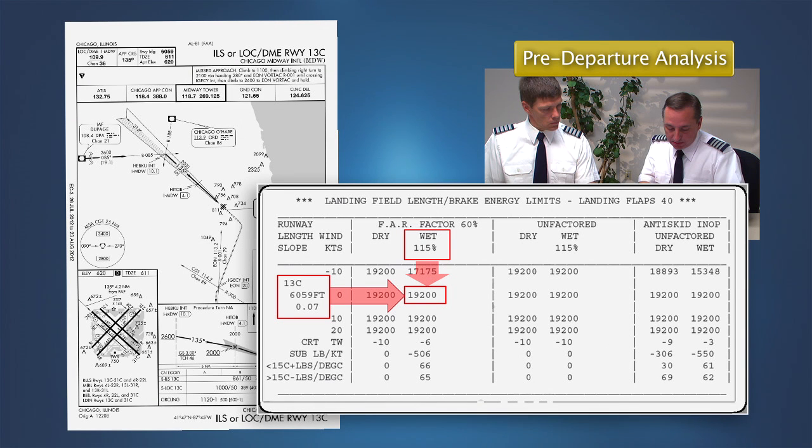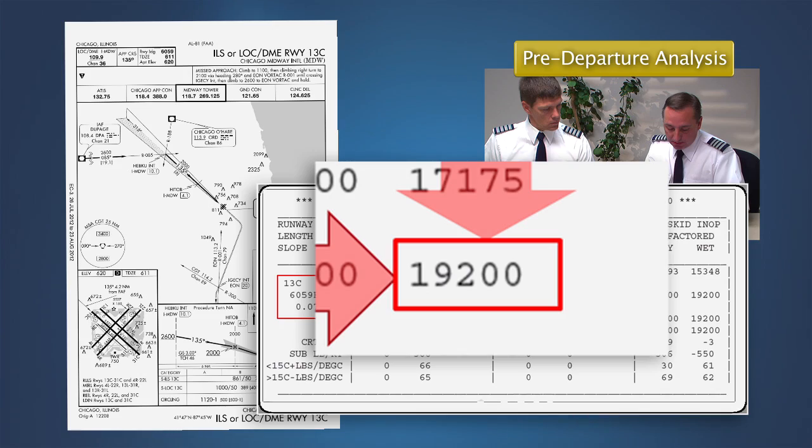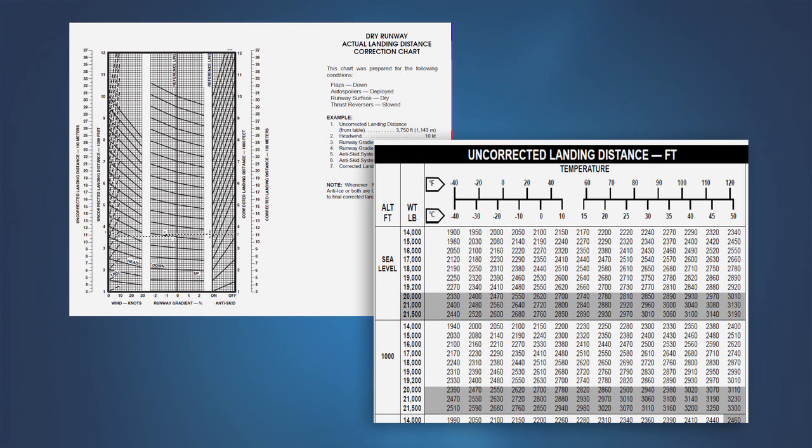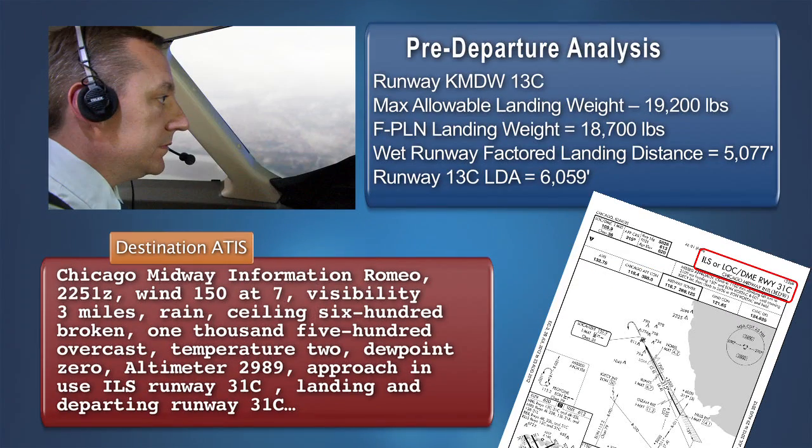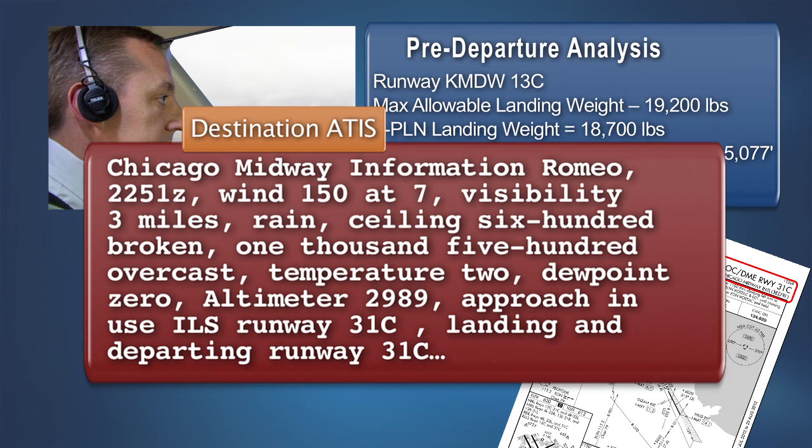The results of this analysis may be presented to the flight crew in the form of a maximum allowable landing weight on a particular runway. For Runway 13 Center, our maximum allowable landing weight is 19,200 pounds. Another option available is to use the data and procedures provided in the airplane flight manual to determine the dry or wet runway factored landing distance required at the airplane's estimated landing weight. The dry or wet runway factored landing distance, as applicable, must not exceed the runway's landing distance available. This pre-departure planning does not ensure that the airplane can safely land on the runway in use at the time of arrival.